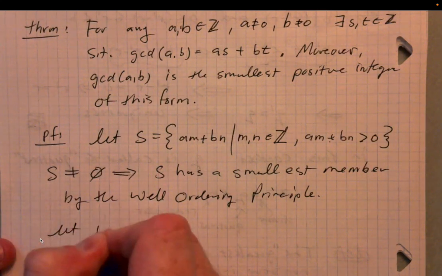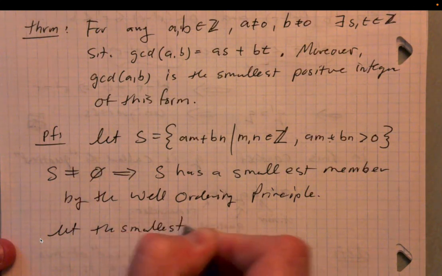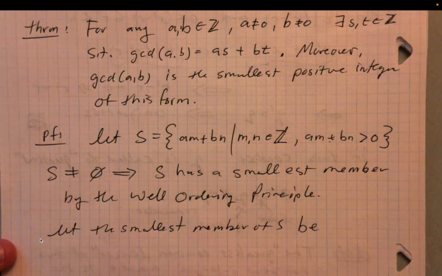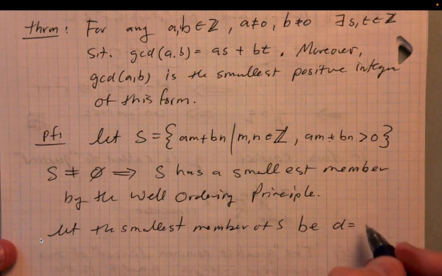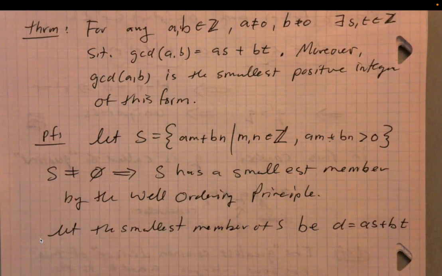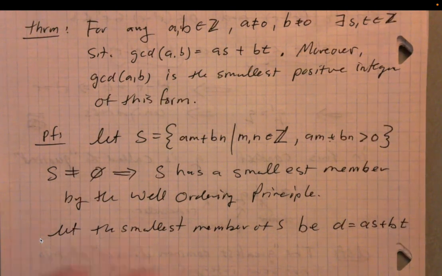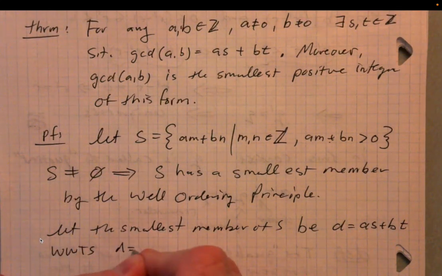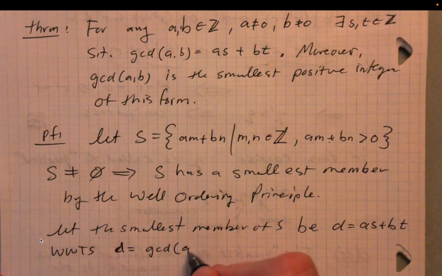We're going to let this smallest member of S be named D, and d is equal to as plus bt. We're fixing m and n and calling them s and t now, so s and t are some fixed integers such that we are looking at d, the smallest member of S. So what do we need to show? We wish to show that d is equal to the greatest common divisor of a and b.